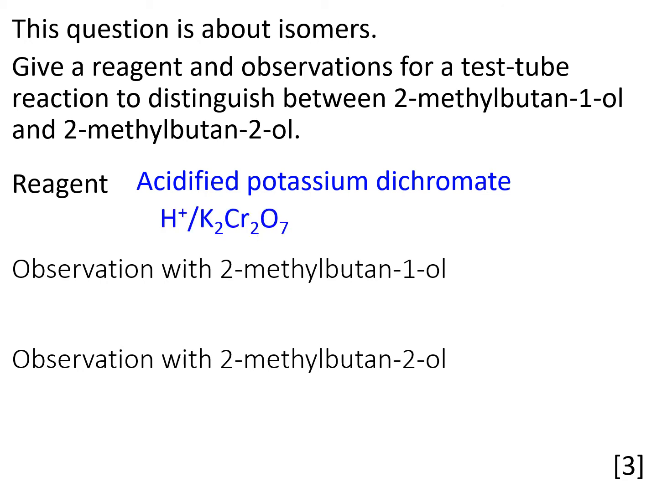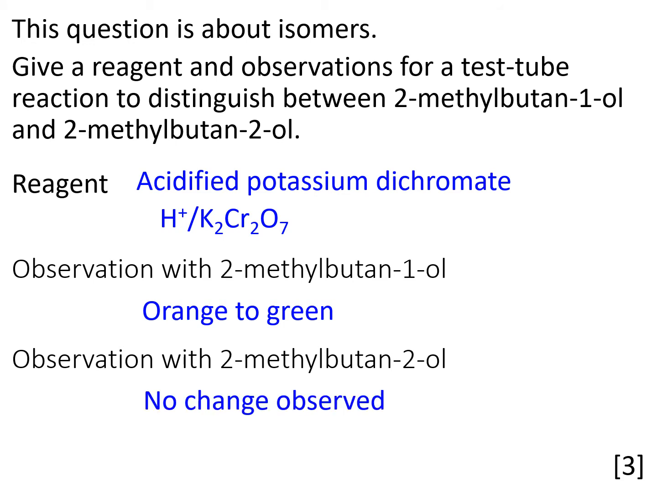You can alternatively put H+/K2Cr2O7, or you could use sodium dichromate, or you could say that it's sulfuric acid, which we use as the acid, but it's acidified potassium dichromate. With 2-methyl-butan-1-ol, this will be oxidized, and so you will see a colour change from orange to green. However, 2-methyl-butan-2-ol is a tertiary alcohol, and as such it will not be oxidized, so no change will be observed.